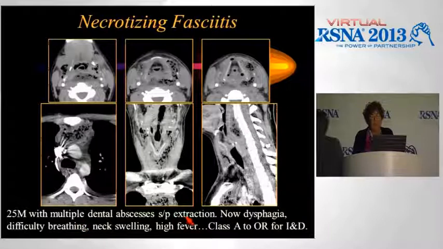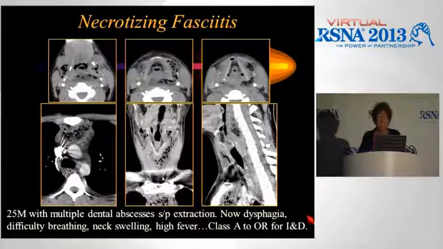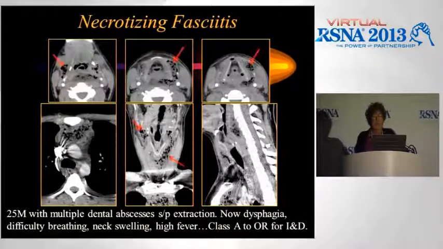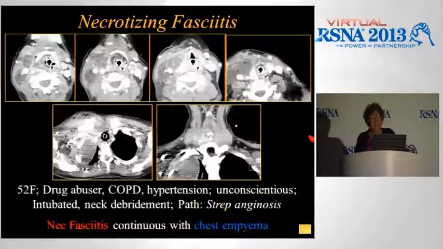25, multiple abscesses, status post-extraction, now dysphagia, difficulty breathing, and he was a Class A, which is highest priority, to the OR for incision and drainage. So here are these gas pockets all over the neck. In addition to the superficial area, you have them in the retropharyngeal space and even down here in the mediastinum.